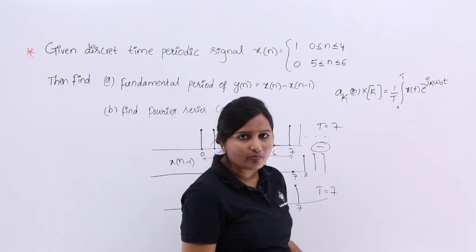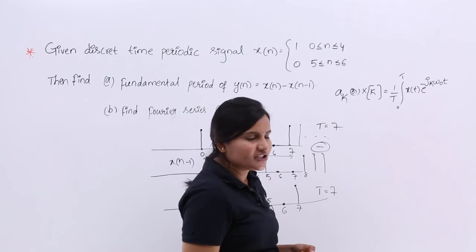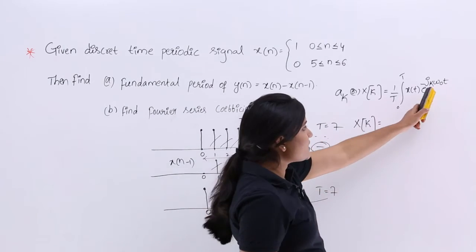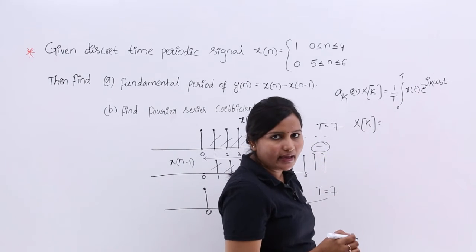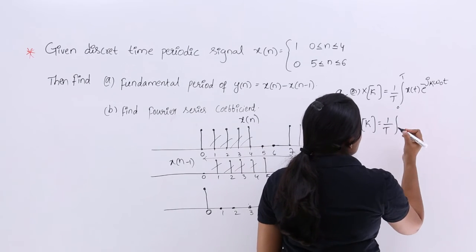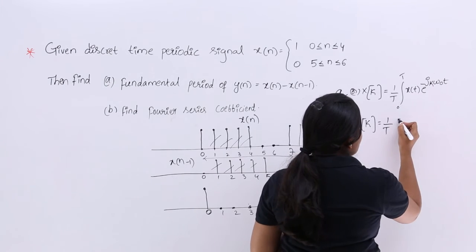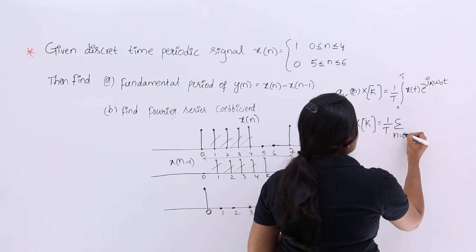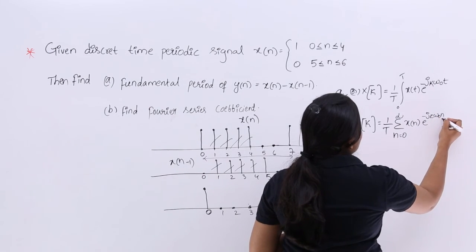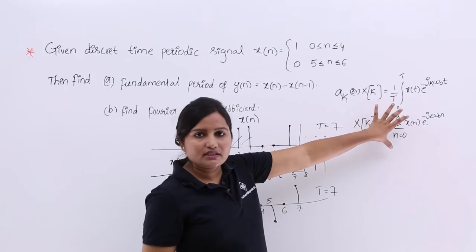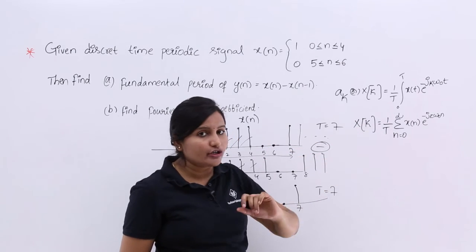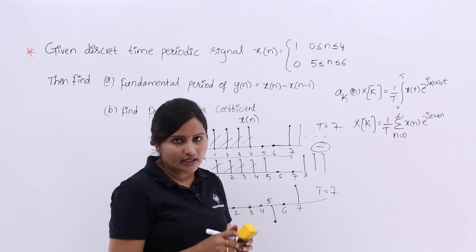This is in continuous form. If you want the discrete form coefficient, then you need to replace all continuous time by discrete time and the integration by summation. So, this is equivalent to 1 by T, and the integration becomes summation in discrete form, summation n equals 0 to infinity x of n e power minus jk omega naught n. So, this is your discrete time Fourier coefficient of the signal. If you substitute the fundamental period here, you get your Fourier coefficient representation.